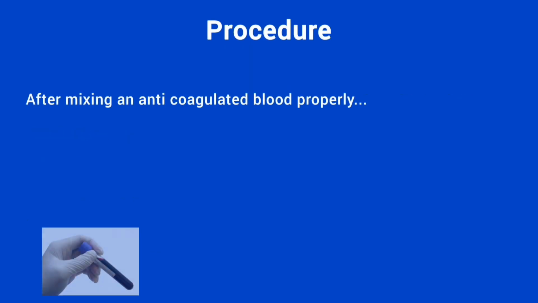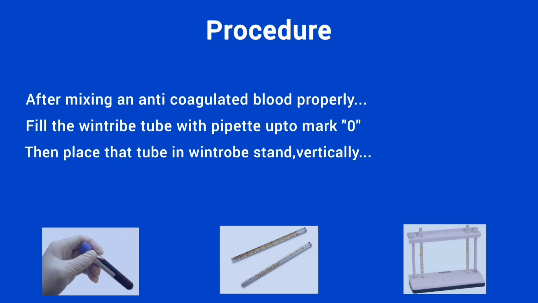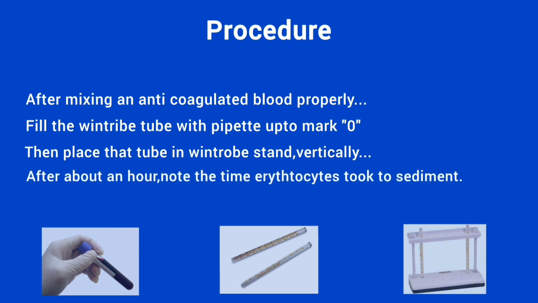After mixing the anticoagulated blood properly, fill the Wintrobe tube with the Pasteur pipette up to mark 0. Then place that tube in the Wintrobe stand vertically, and after about an hour, note the time erythrocytes took to sediment.